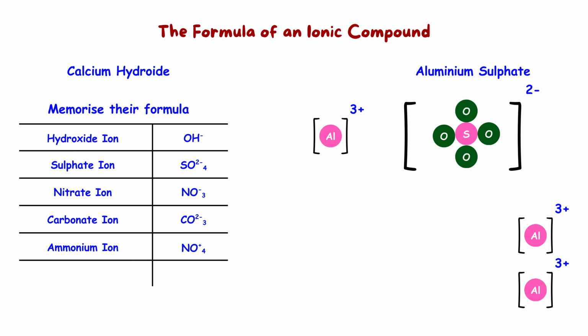It is also helpful to remember a few more polyatomic ions that commonly appear in compounds. These include the nitrate ion, which is made of 1 nitrogen and 3 oxygen atoms and carries a -1 charge, the carbonate ion, which includes 1 carbon and 3 oxygen atoms and carries a -2 charge, and the ammonium ion, which contains 1 nitrogen and 4 hydrogen atoms and carries a +1 charge.